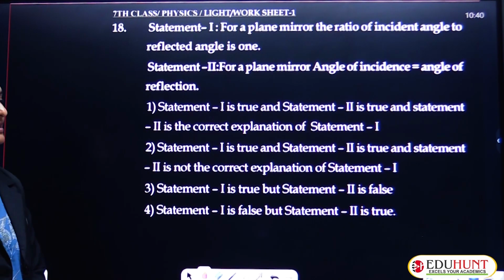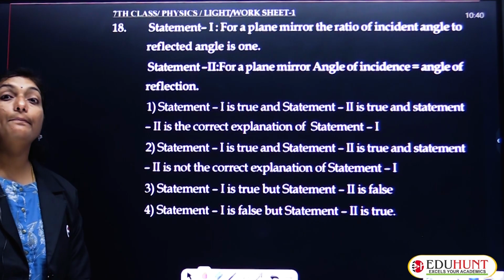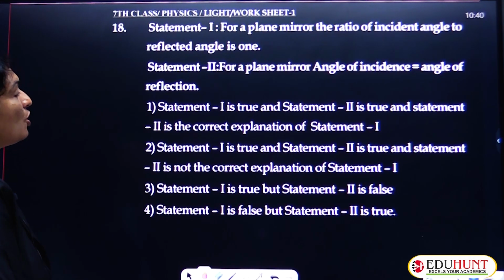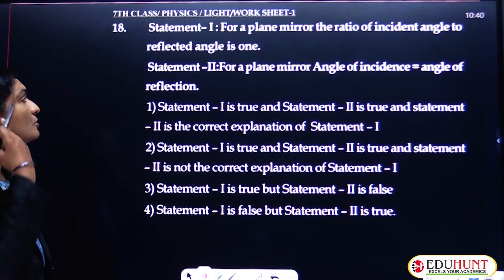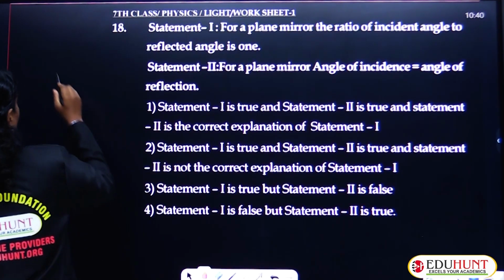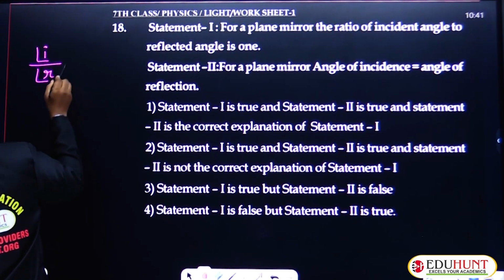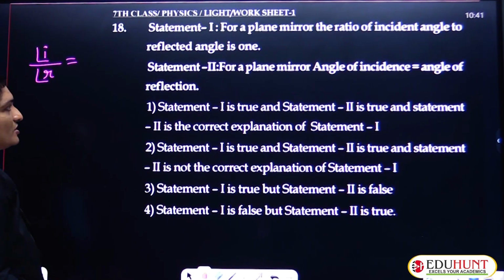So, moving to the 18th question, this is also a statement based problem. Statement 1 says that for a plane mirror, the ratio of incident angle to that of the reflected angle is 1. So, what is given, children? It was given that the ratio of angle of incidence to the angle of reflection is 1.